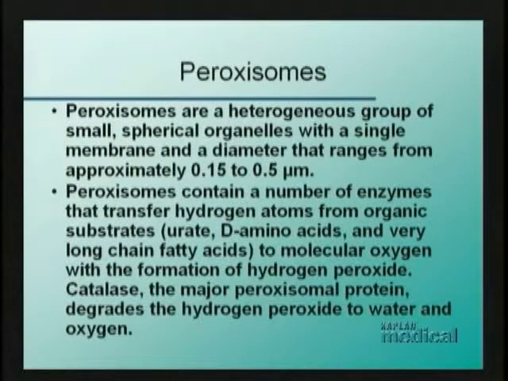Now, let's look at peroxisomes. Peroxisomes are actually a specialized form of lysosomes in that in the electron microscope they're very difficult to distinguish, and they have a very specialized class of enzymes that are mainly involved in the metabolism of hydrogen peroxide. Many of the enzymes are involved in the formation of hydrogen peroxide, and catalase, the major peroxisomal protein, is involved in the degradation of hydrogen peroxide to its water and oxygen subunits.